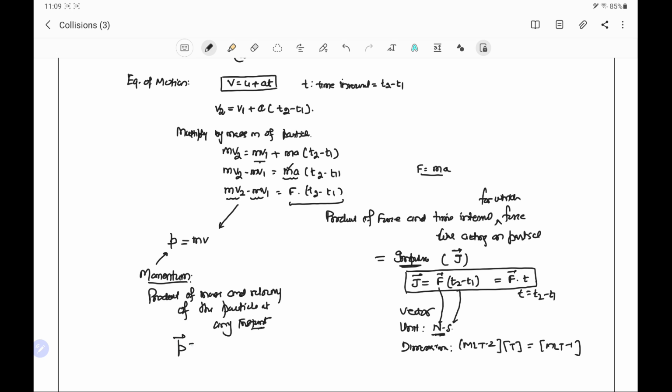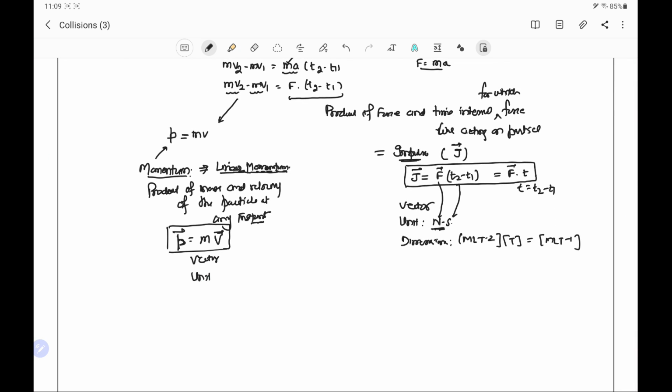In vector form, we can write it as mv. M is a scalar quantity, v is the velocity, this is the vector quantity. So momentum is also a vector quantity. We say this momentum as also linear momentum to differentiate it from the angular momentum, which we will discuss in the rotational motion. This is a vector quantity.